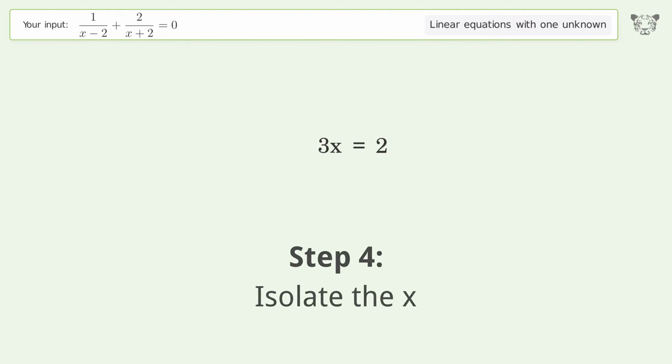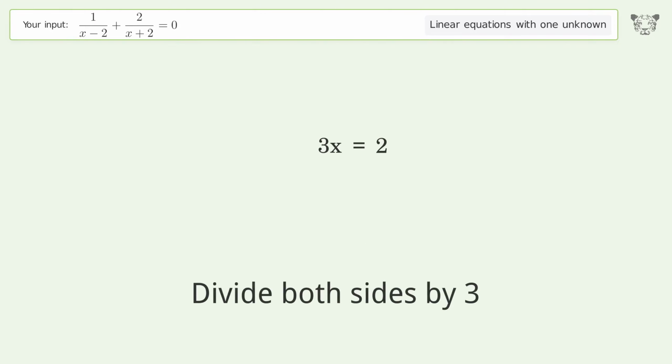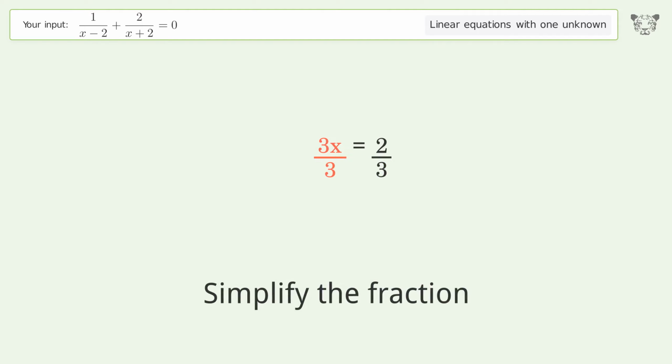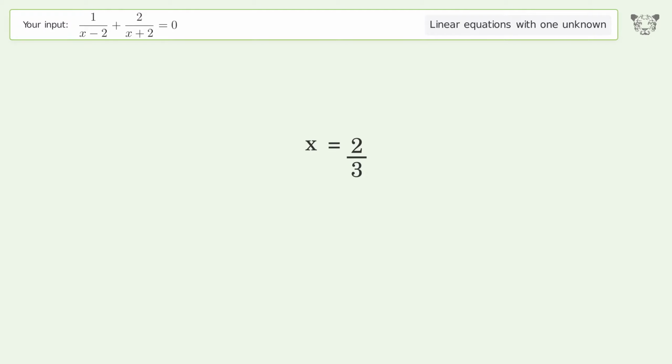Isolate the x. Divide both sides by 3. Simplify the fraction. And so the final result is x equals 2 over 3.